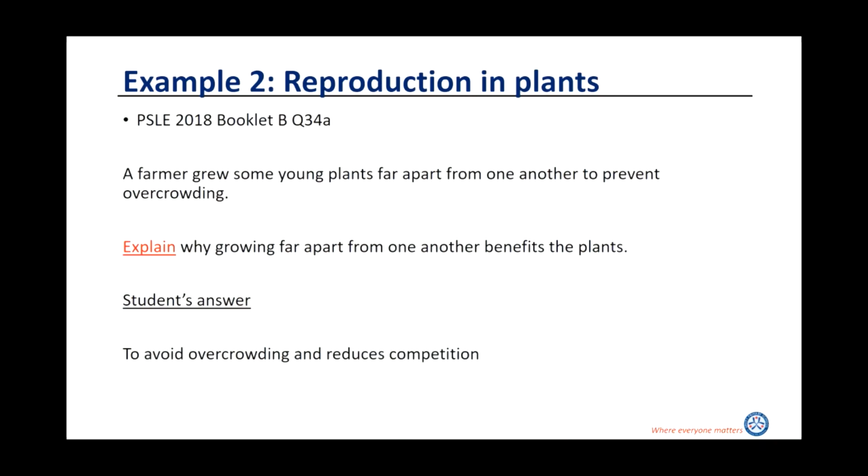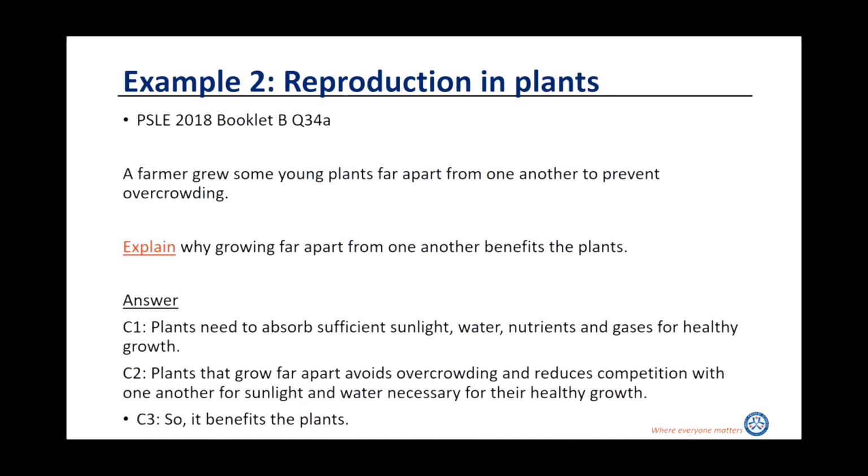Another response is to avoid overcrowding and reduces competition. The concept of plants needing sufficient sunlight, water, nutrients and gases is missing. The connection to the question is still incomplete. What is the evidence when the plants are avoiding overcrowding and reducing competition? The answer is plants need to absorb sufficient sunlight, water, nutrients and gases for healthy growth. Plants that grow far apart avoid overcrowding and reduce competition with one another for sunlight and water necessary for their healthy growth. C3. So it benefits the plants.